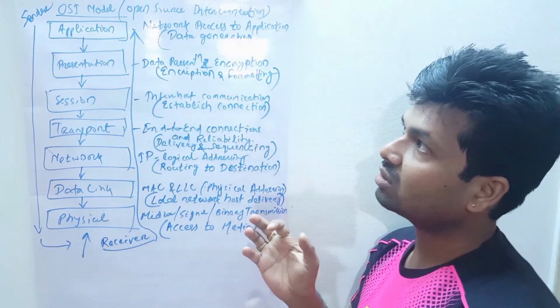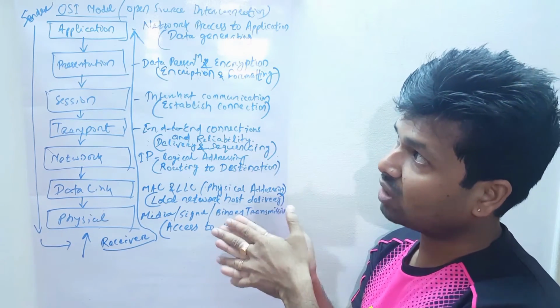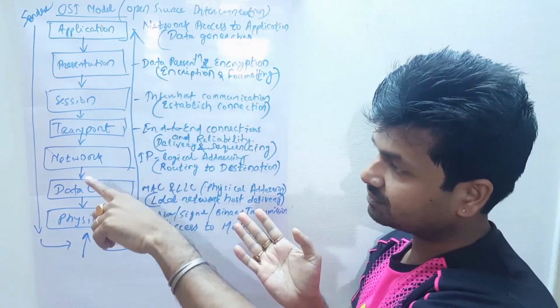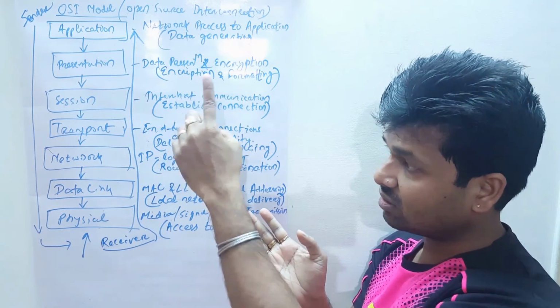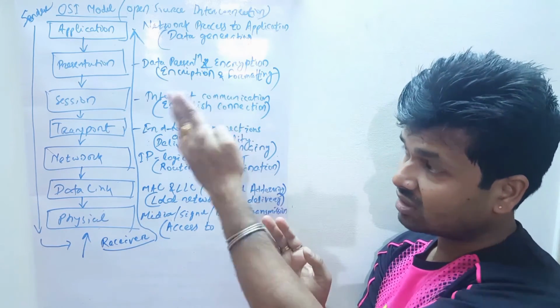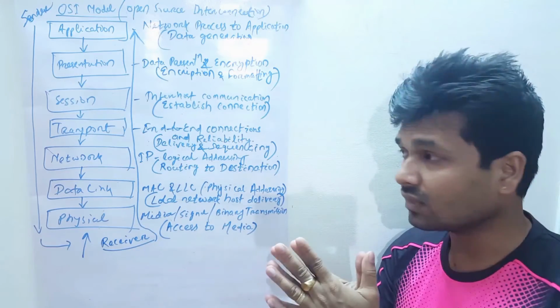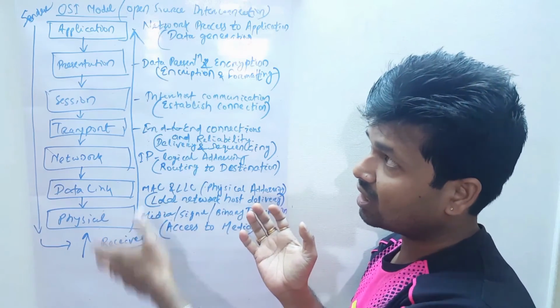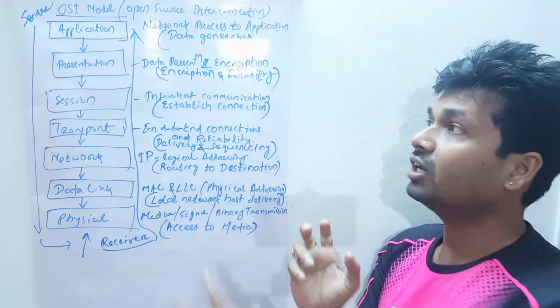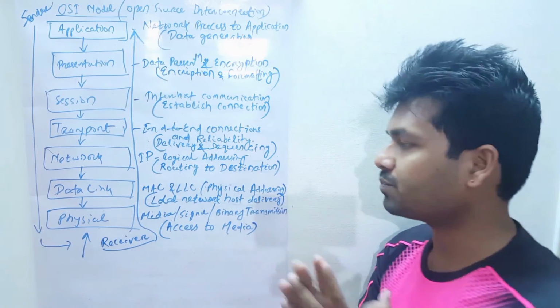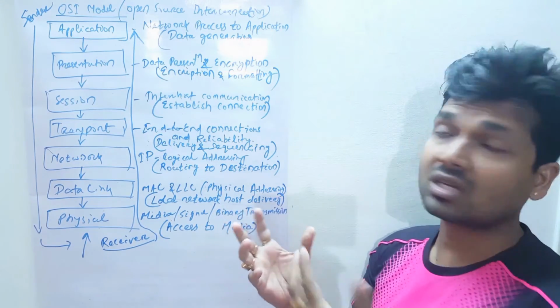So that's all about the OSI model and end-to-end data transmission and reception, the sender and the receiver, how they receive the data and how the sender sends the data, in which protocol layer they travel. So this is a basic understanding of the OSI model.